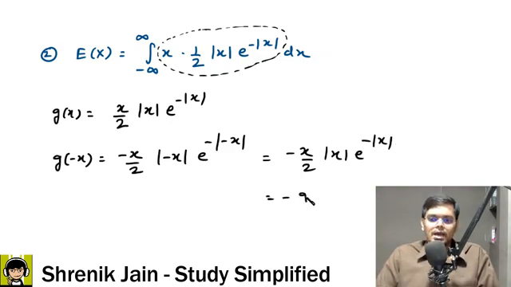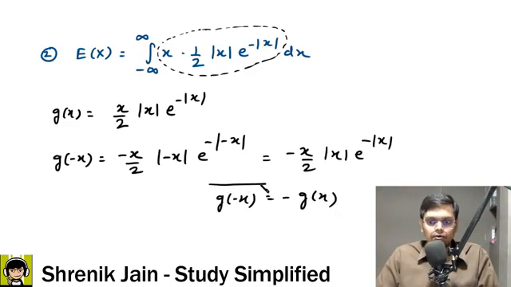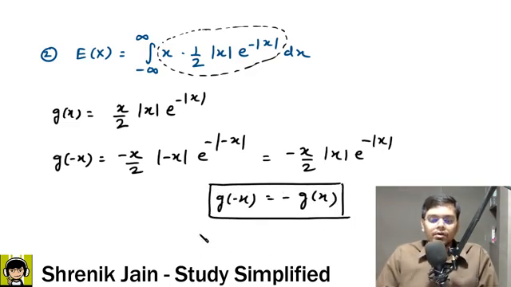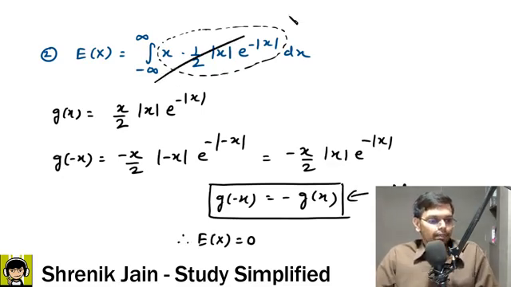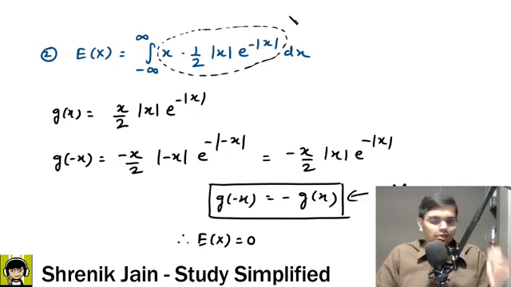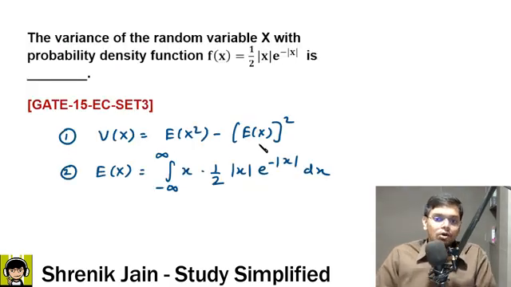Sir, this is minus g of x, and if g of minus x is equal to minus g of x, this means the function is odd, and if function is odd, then integration is 0, and therefore E of x is 0. Understood? This is the odd function. For odd function the integration is 0. हाँ गोस्वामी जी, तब तो 0 है, मैं वही तो कह रहा हूँ. But E of x is 0.